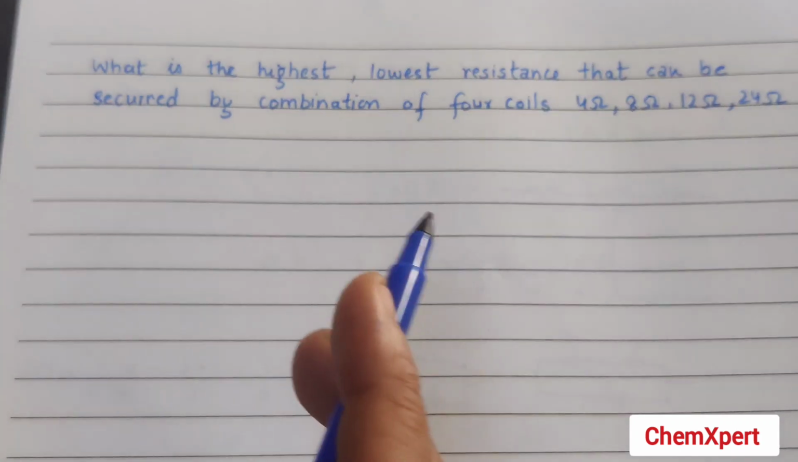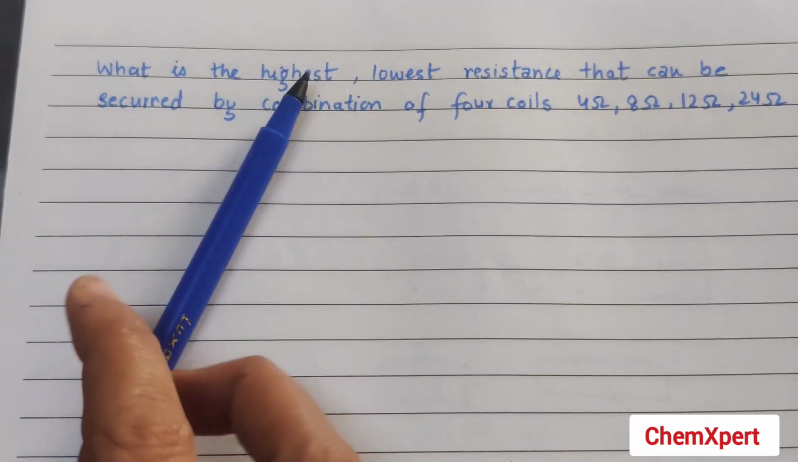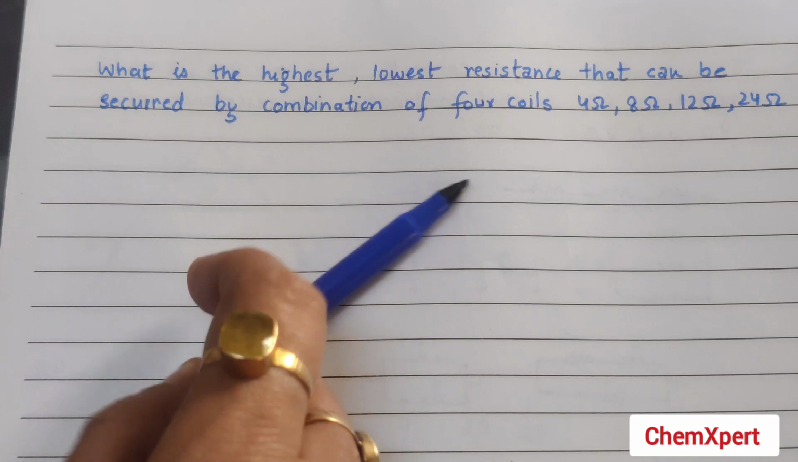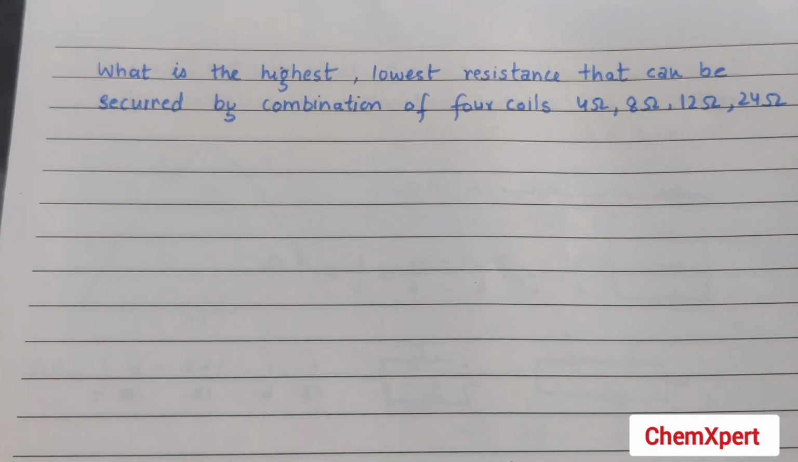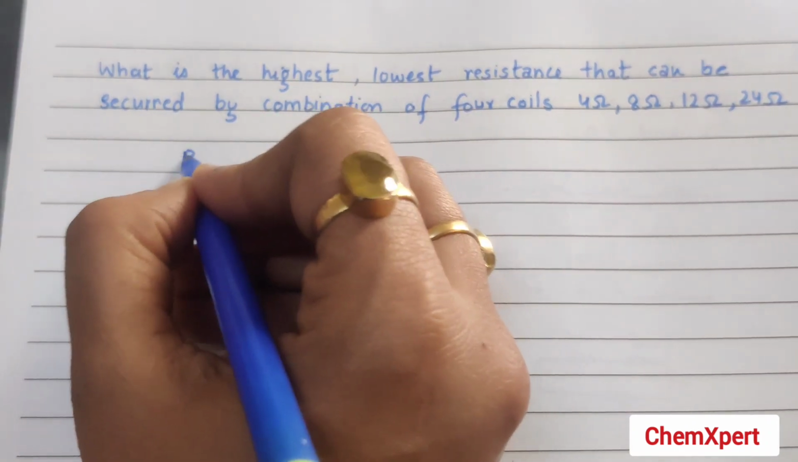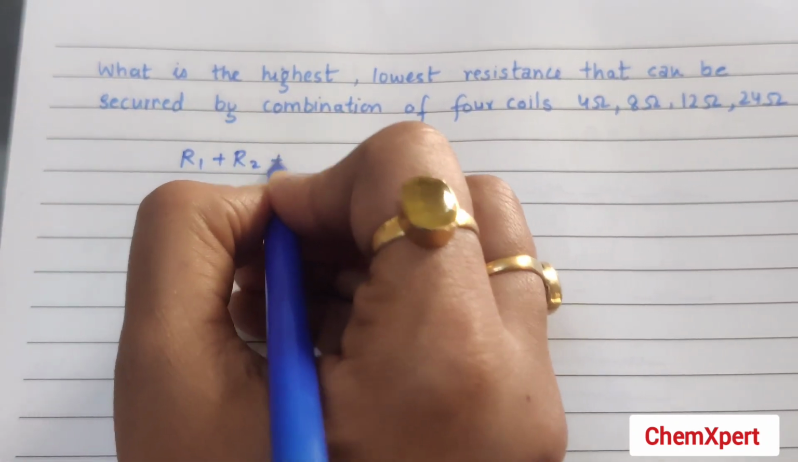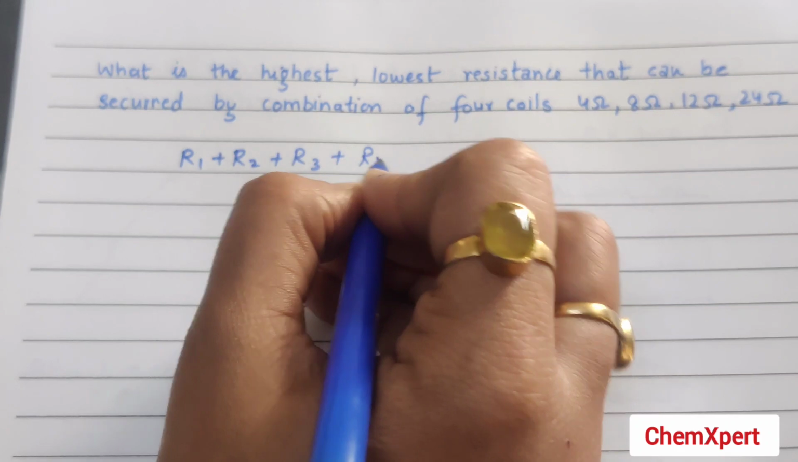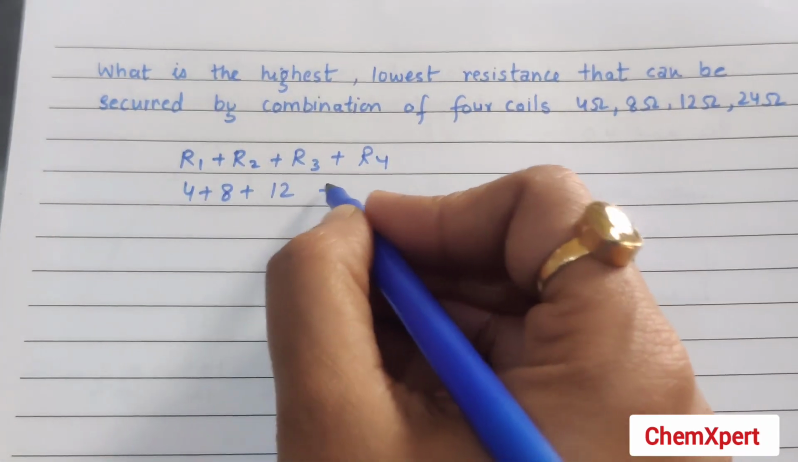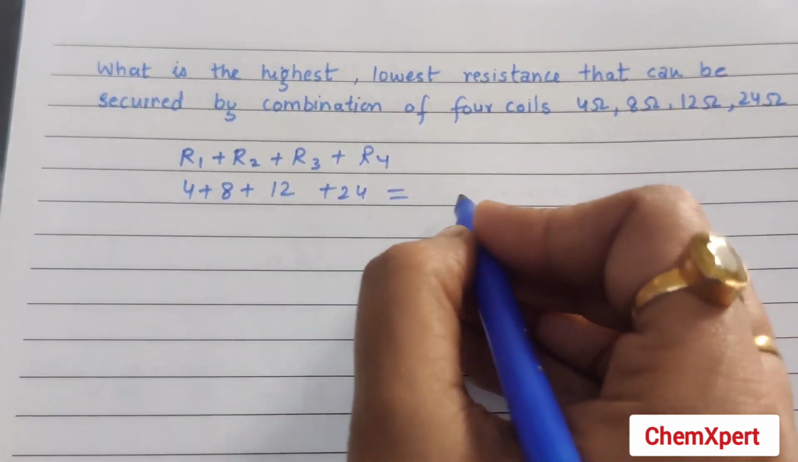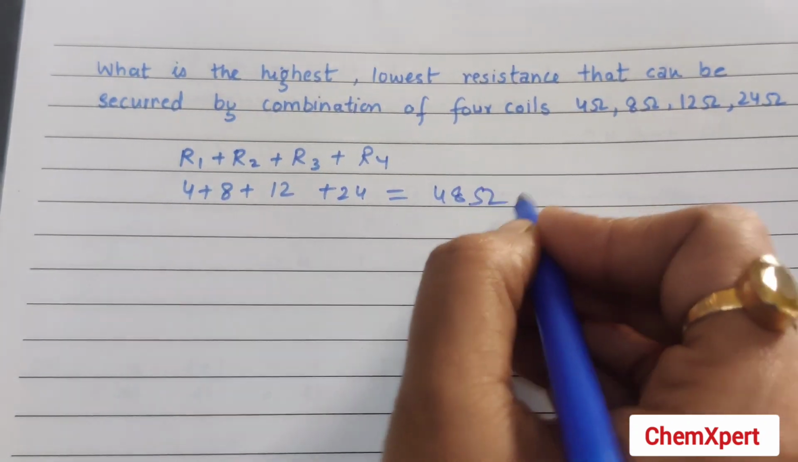Now the next question: what is the highest and the lowest resistance that can be secured by the combination of 4 coils, 4 ohm, 8 ohm, 12 ohm, 24 ohm. So the highest can only be got by joining them in series, R1 plus R2 plus R3 plus R4, that is 4 plus 8, 12, 12 plus 12, 24, 24 plus 24, the answer comes out to be 48 ohm.